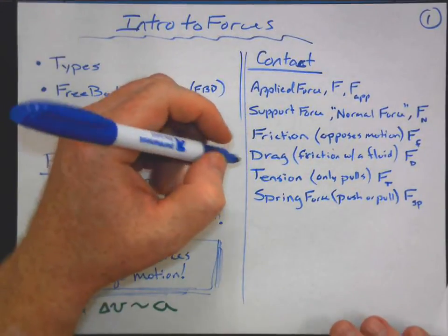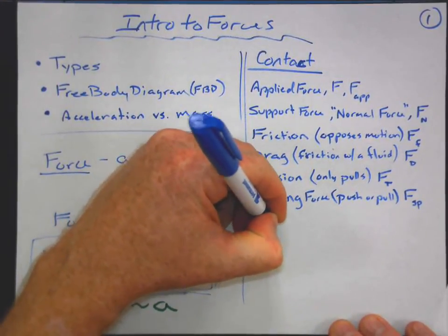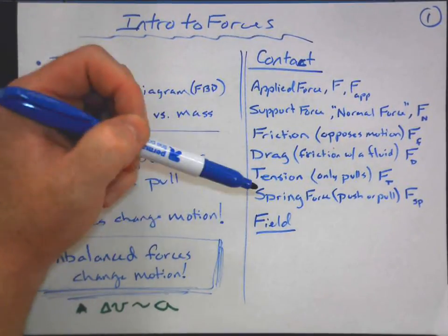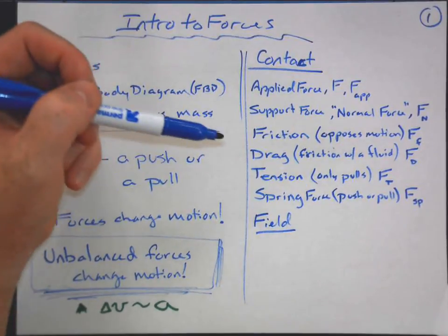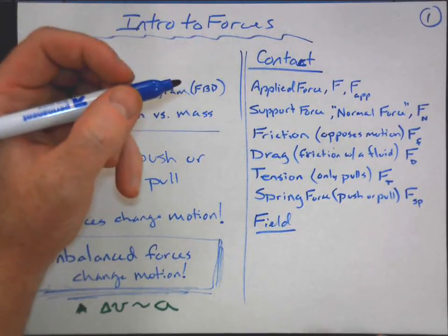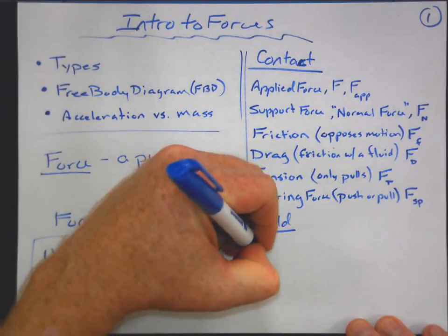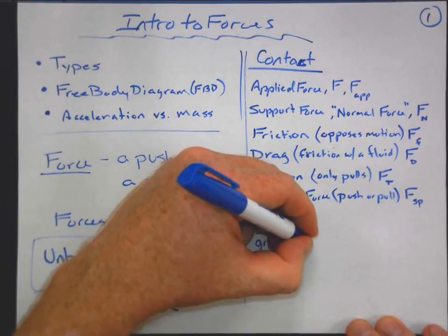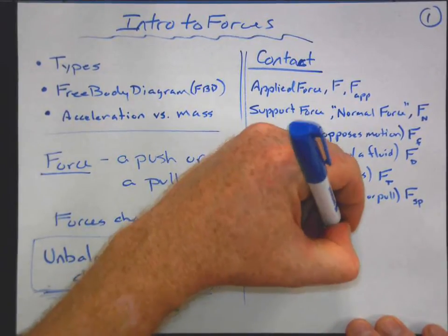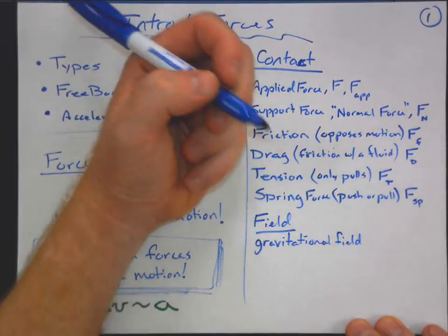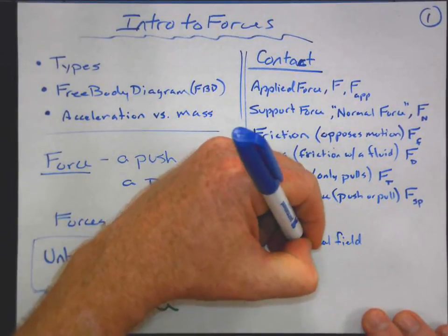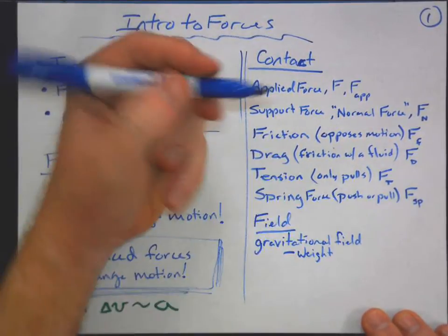Now there's the other category called field forces. And this might sound weird at first, but field forces don't require contact. Something doesn't have to be touching the other thing to affect it. Well, the obvious one, the common one, is a gravitational field. That's what we mean by field forces, a gravitational field. The weight of an object is caused by a gravitational field. So it's like weight, or the weight is the force.